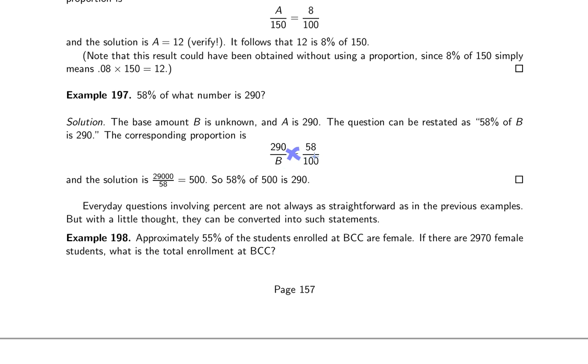All right, then divide both sides by 58. So b is equal to 29,000 divided by 58. And then just do that division. Yeah, that's 500. 58 goes into 290 5 times. So b is 500. So the answer here, 58% of 500 is 290.